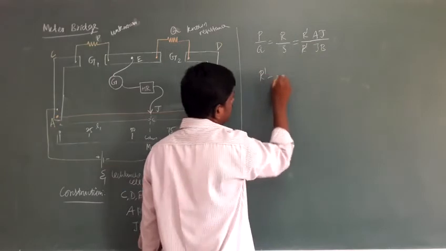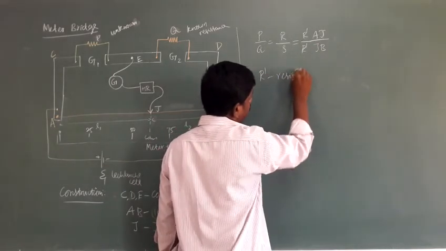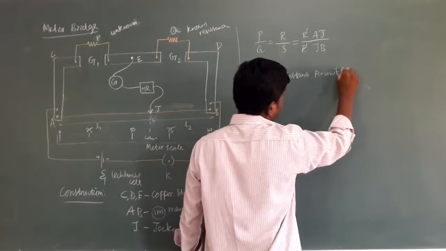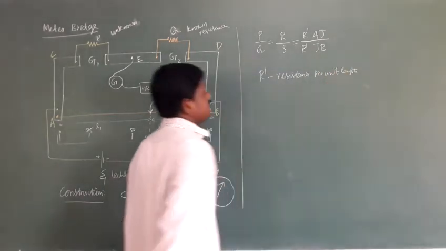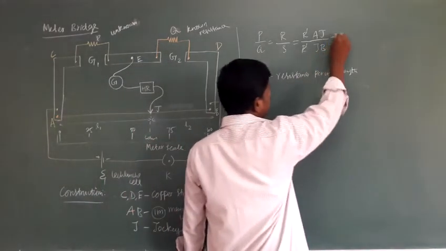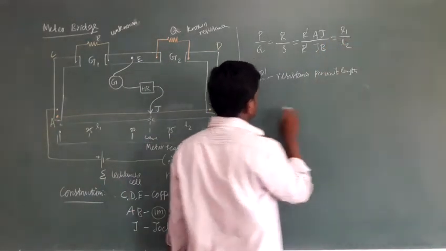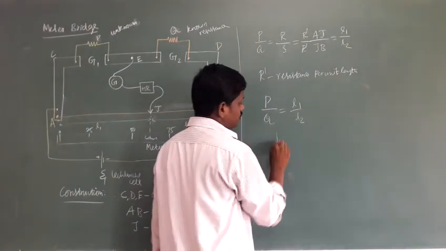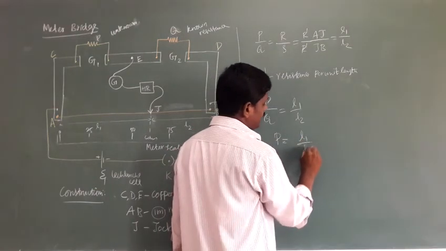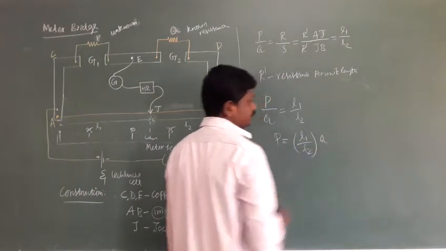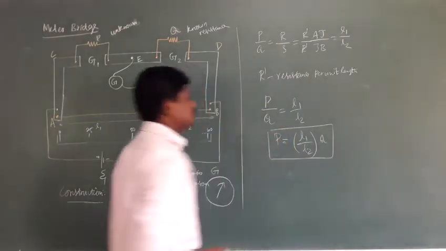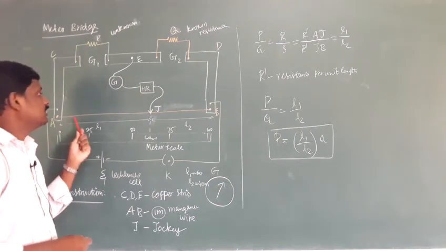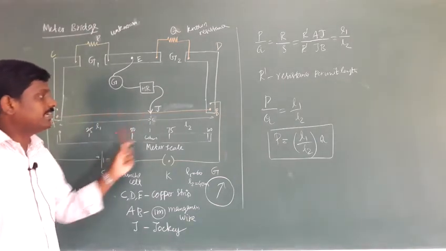R dash is the resistance per unit length of the given wire. So R dash cancels, so AJ by JB is equal to L1 by L2. So P by Q is equal to L1 by L2. So we need P is equal to L1 by L2 times Q. So we are finding the unknown resistance using the meter bridge, by knowing the balancing lengths L1 and L2.